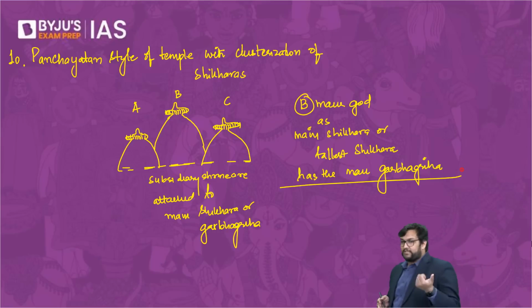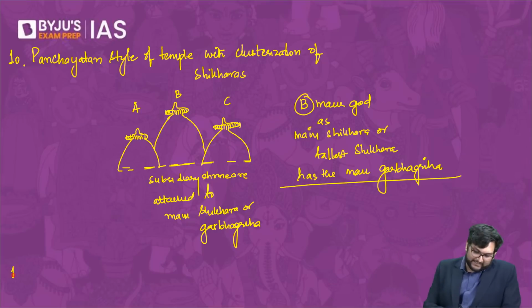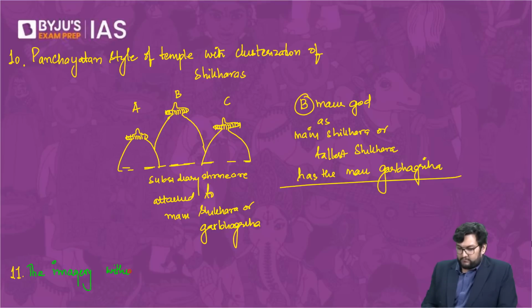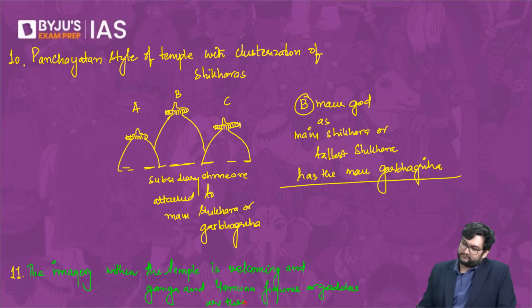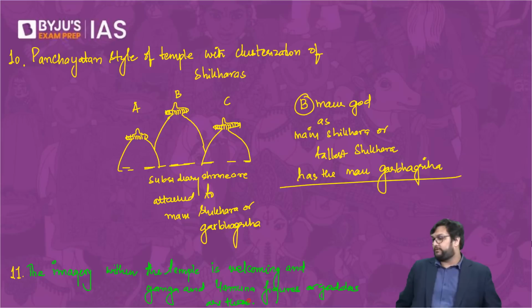Now, we have seen that there is clusterization. We have seen that there is Panchayatan style of temple. Now, last is the imagery within the temple, which is welcoming, and Ganga and Yamuna figures or goddesses are there. What do you mean by this? A and C also have Garbhagriha under them, but the main god will be under B.